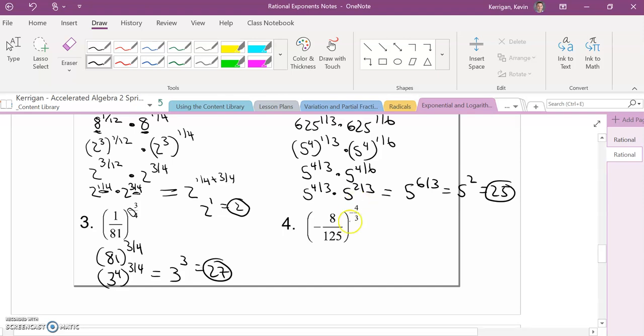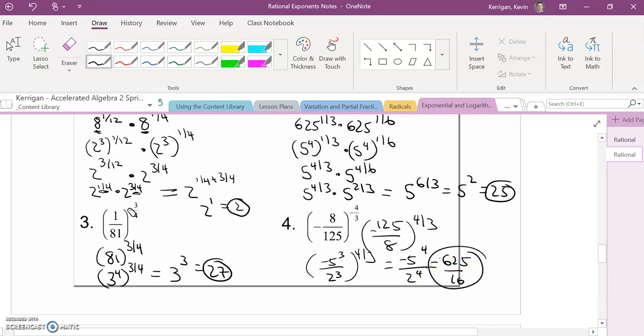Now, same thing here. I'm going to flip this, make this negative 125 over 8 to the positive 4/3. This is going to be negative 5 to the 3rd over 2 to the 3rd, to the 4/3. Distribute those powers, and the 3s are going to cancel. So that's going to give me negative 5 to the 4th power over 2 to the 4th power, which is 625 over 16.